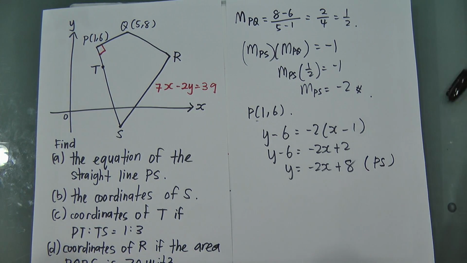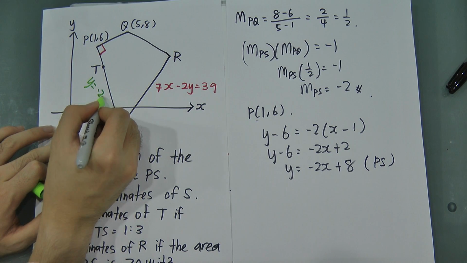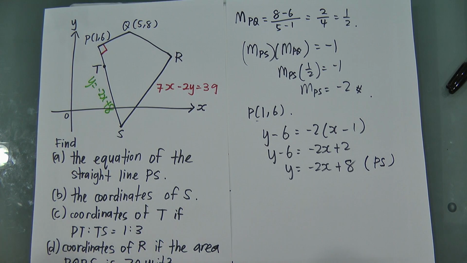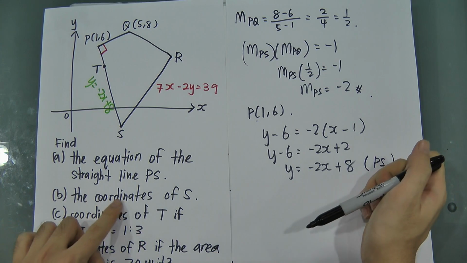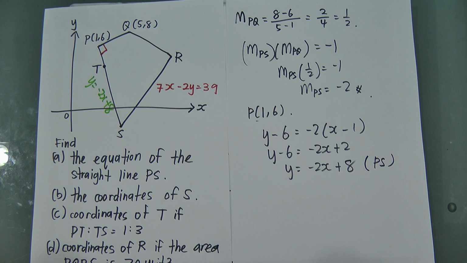So I'm going to write it down. Equation for PS over here is y equals negative 2x plus 8. Then he asks you to find the coordinate of S. So I say whenever you see finding a coordinate, the first thing that should come into your mind is simultaneous equations.